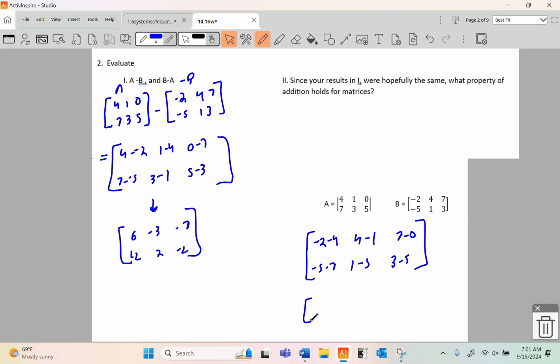So -2 minus 4 is -6, 4 minus 1 is 3, 7 minus 0 is 7, -5 minus 7 is -12, 1 minus 5 is -4. Ooh, that's a 3, isn't it? Can't read my own handwriting sometimes. That's a 3. 1 minus 3 is -2, and 3 minus 5.